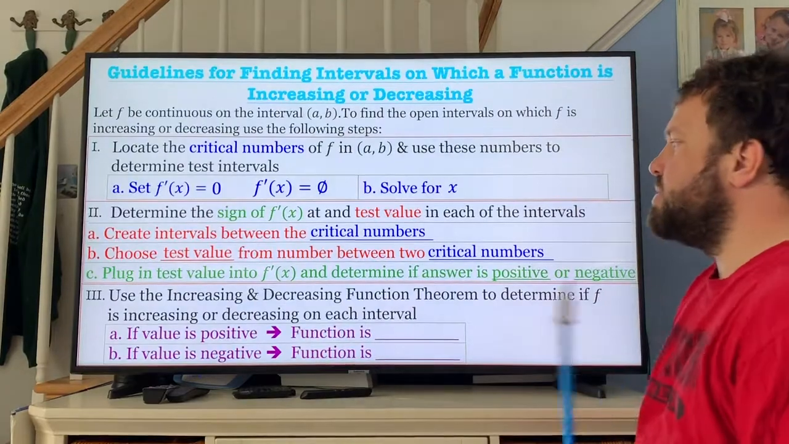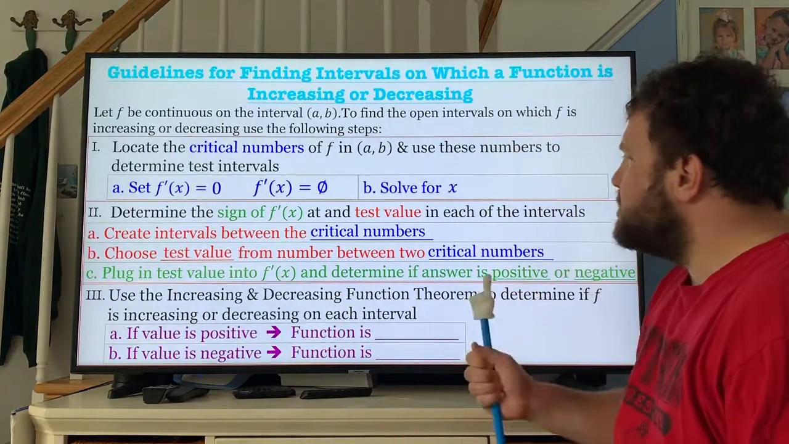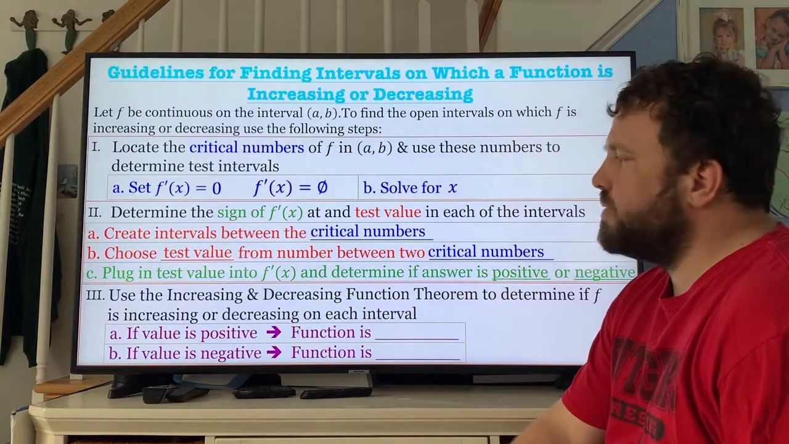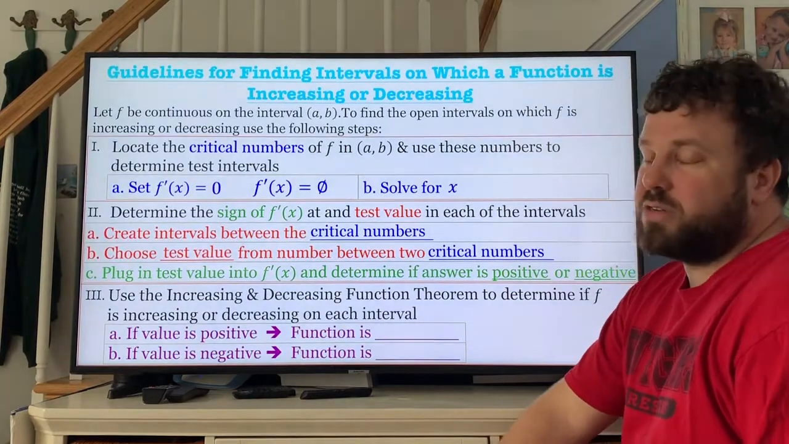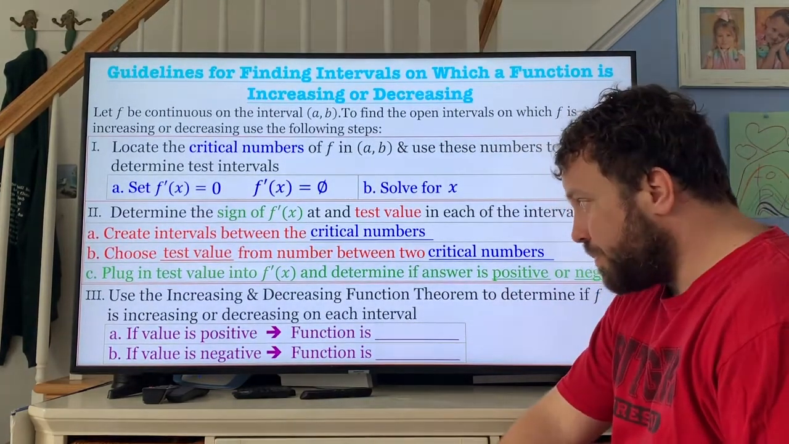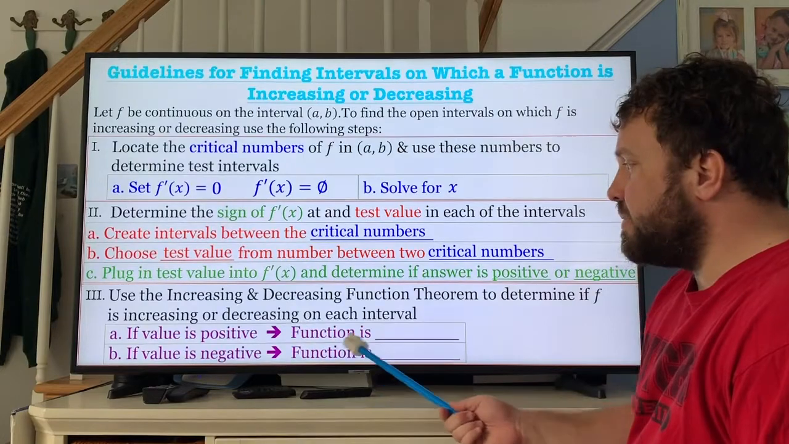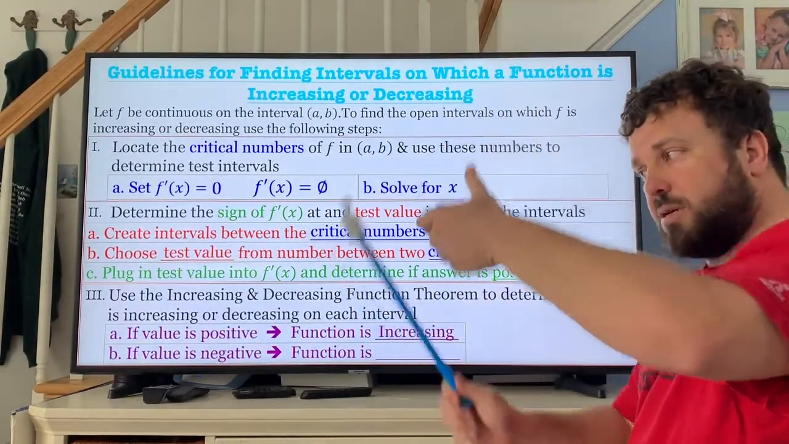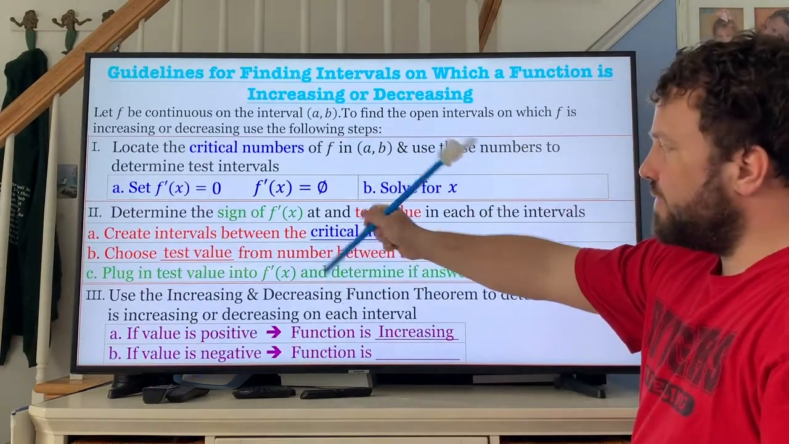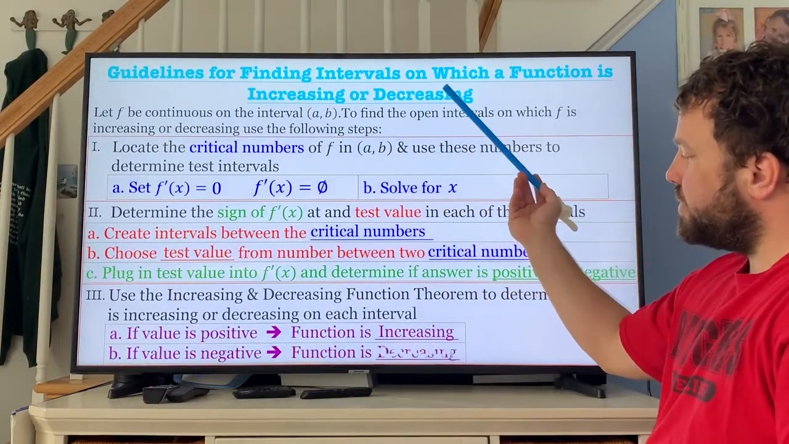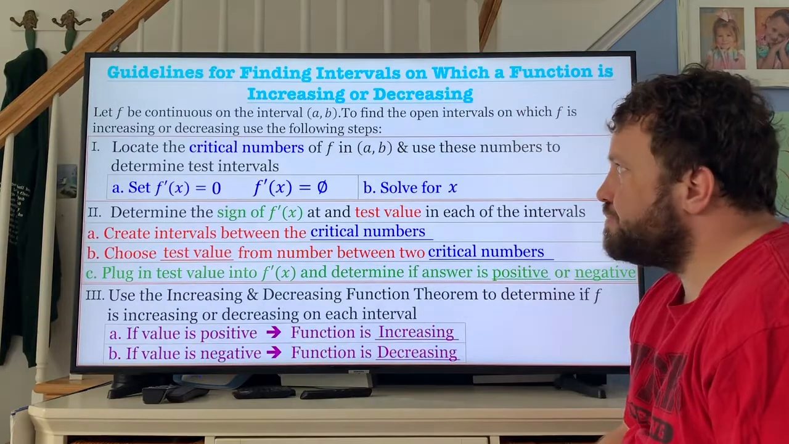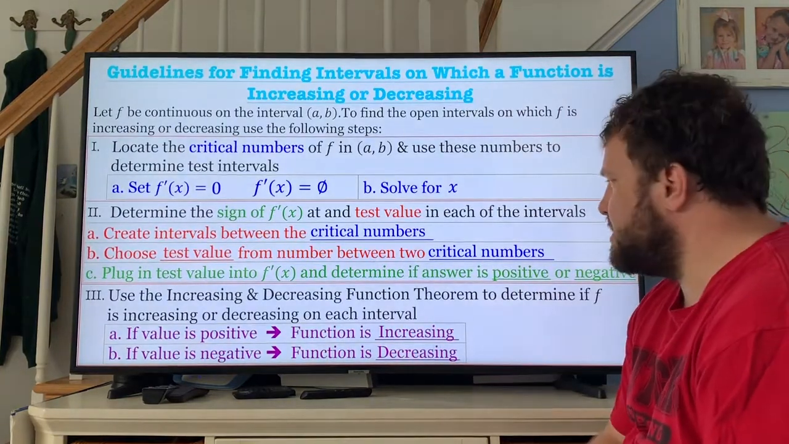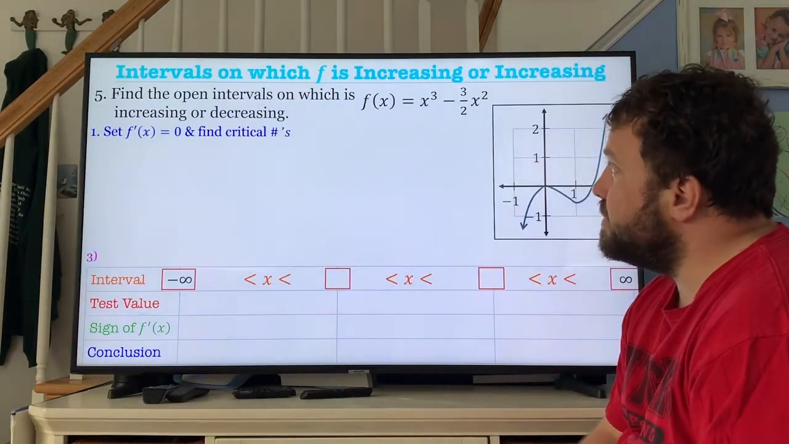And the last step is to use the increasing or decreasing function theorem to determine if the graph is increasing or decreasing on each interval. If the value is positive, the function is, as we said before, increasing. If it's negative, the function is decreasing. And that's it. Those are all the rules you're going to need to know. So now we can do an example.